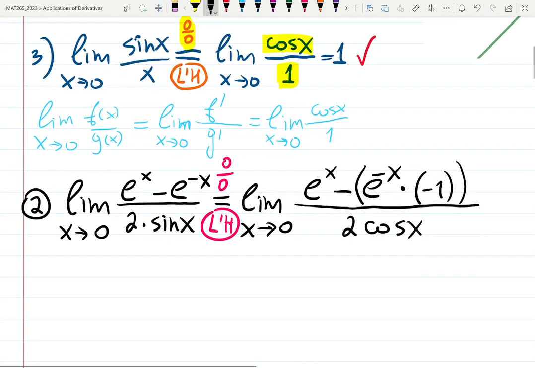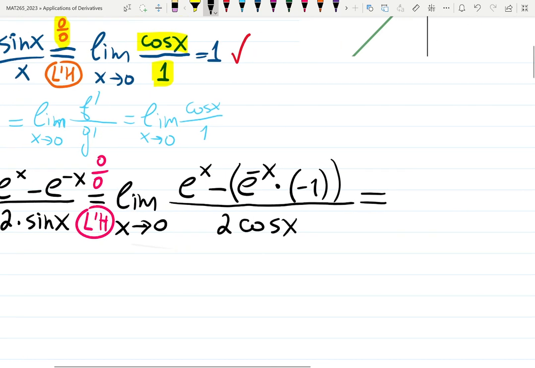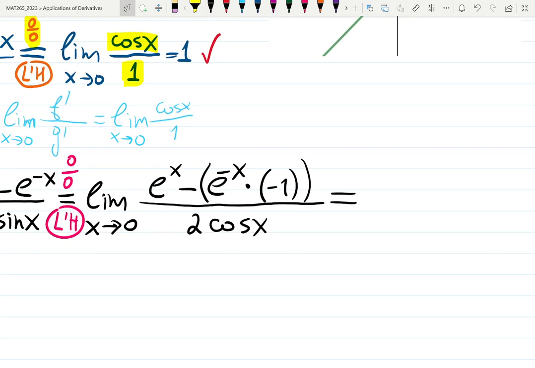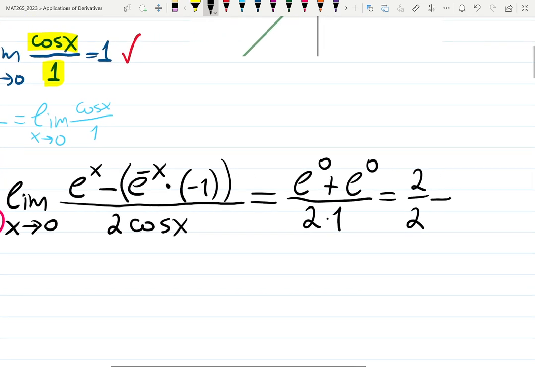So let's see what we ended up with. We have e to the x plus e to the minus x. Now it's not going to be 0 anymore. And cosine of 0 is also not 0. You can plug in your 0 and find the answer. Oh, you're fast. e to the 0 plus e to the 0 over 2 times 1. I'm plugging in x equals 0. That is 2 divided by 2, right? Which is 1. Put it in the box.